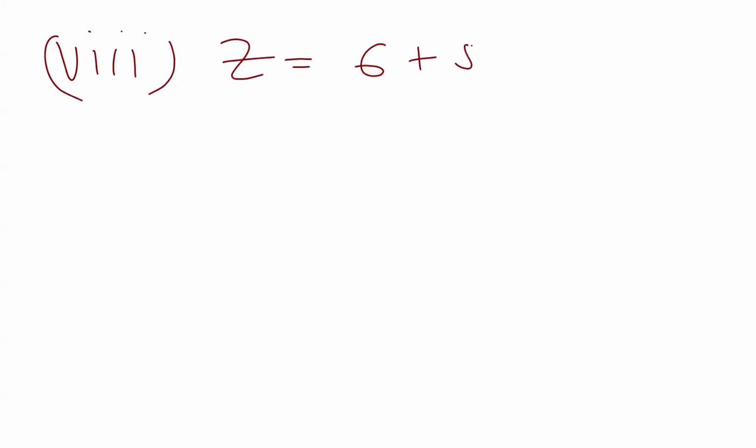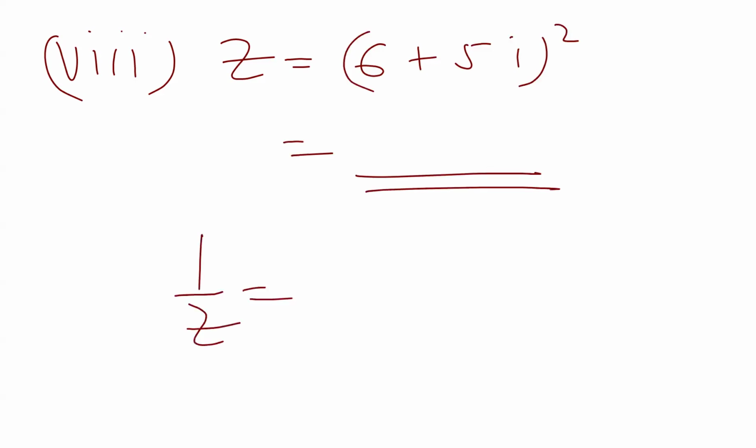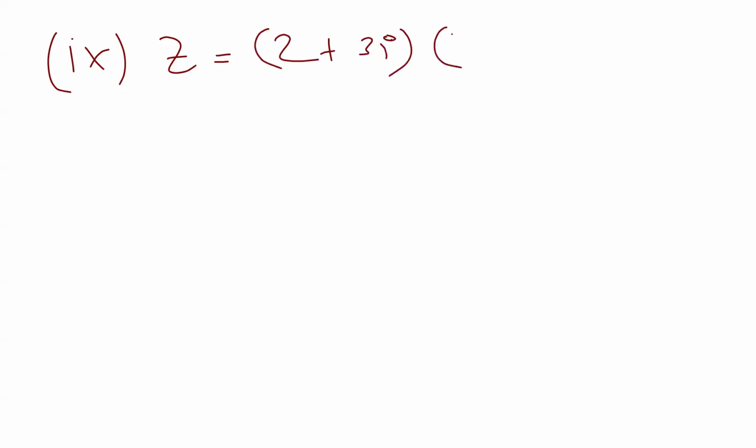Then the eighth sub question. First simplify. First take the square of this. You'll get a certain value and then take the reciprocal of this. Okay. I've just given you the hint of what is supposed to be done. Right. So the ninth one, z is equal to (2 plus 3i) into (3 plus 2i) into i upon (5 plus i).